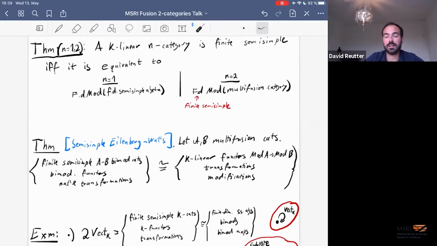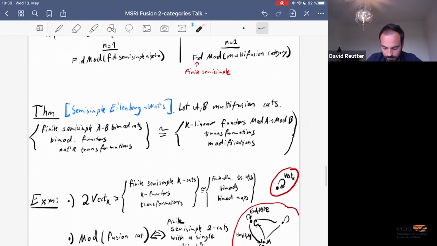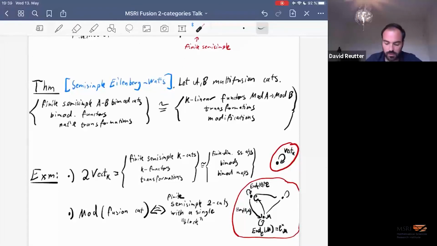So this is a 2 category of finite semi-simple k-linear categories, functors, transformations, or finite dimensional semi-simple algebras, as we've seen. And this has a single simple object. And this simple object has its endomorphisms just the monoidal category of vector spaces, and it has a single block because there's just a single object. So that's example 1. Now we can also look at modules not of a multi-fusion category, but just of a fusion category. And these are precisely the finite semi-simple 2 categories with a single block.